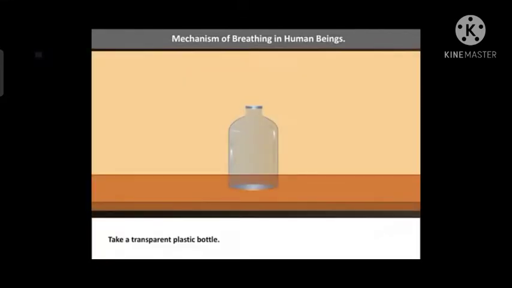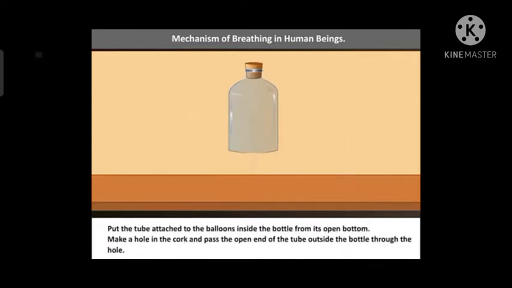Take a transparent plastic bottle. Remove its bottom. Then take a rubber cork, Y-shaped plastic tube and two deflated balloons. Now to each fork end of the tube, fix the balloons. Cap the bottle with cork. Put the tube attached to the balloons inside the bottle from its open bottom. Make a hole in the cork and pass the open end of the tube outside the bottle through the hole.